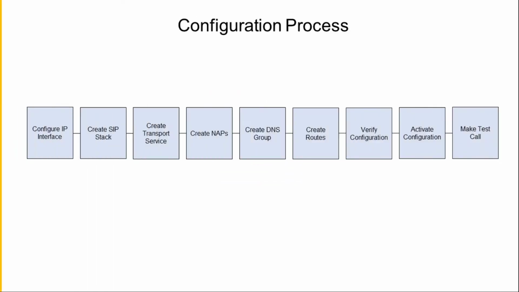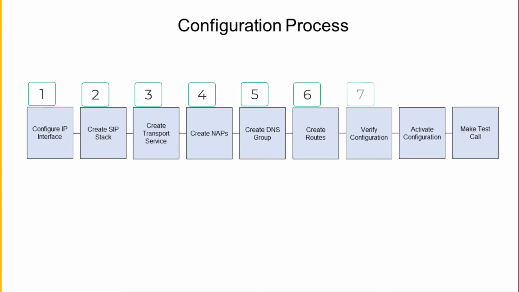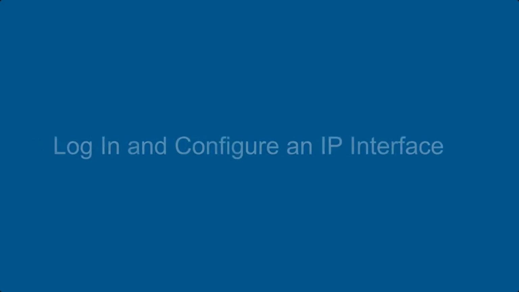The process to configure an SBC consists of a series of steps. They are configuring an IP interface, creating a SIP stack, creating a transport server, creating two network access points, creating a DNS group, creating routes, verifying the configuration, activating the configuration, and making a test call. This tutorial will guide you through these steps.